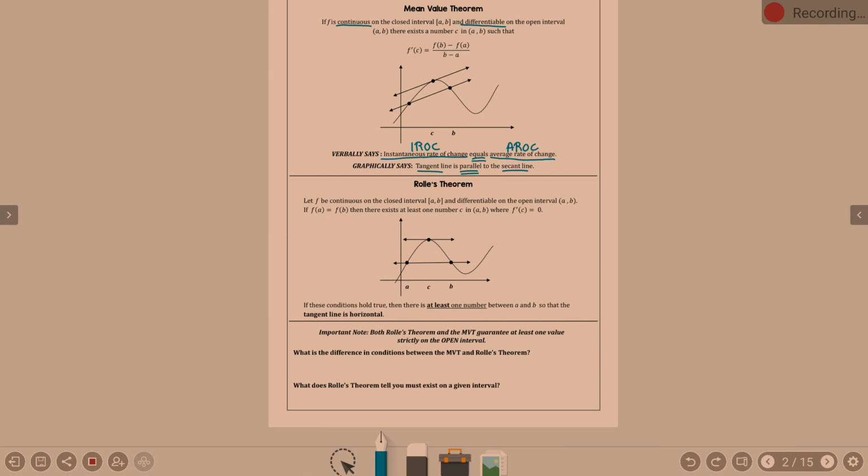Trying to think what kind of hints I want to put down for you. So the idea right here, we already talked about this: IROC is equal to AROC. The tangent line is parallel to the secant line. So I can say f prime of c is parallel to f of b minus f of a over b minus a. You remember the parallel sign being the two vertical lines? That represents parallel.